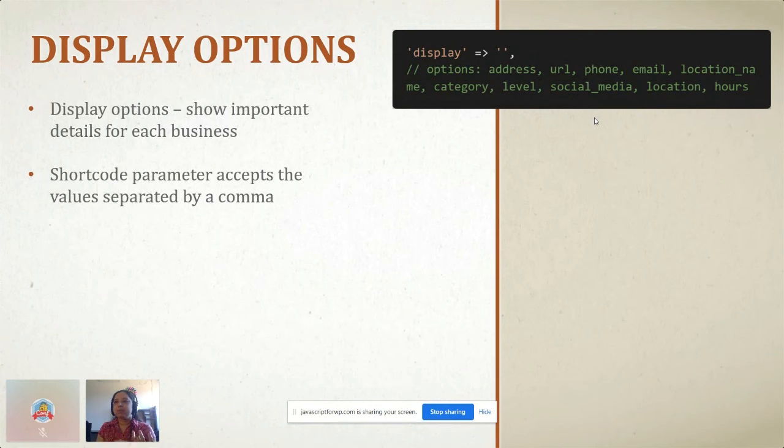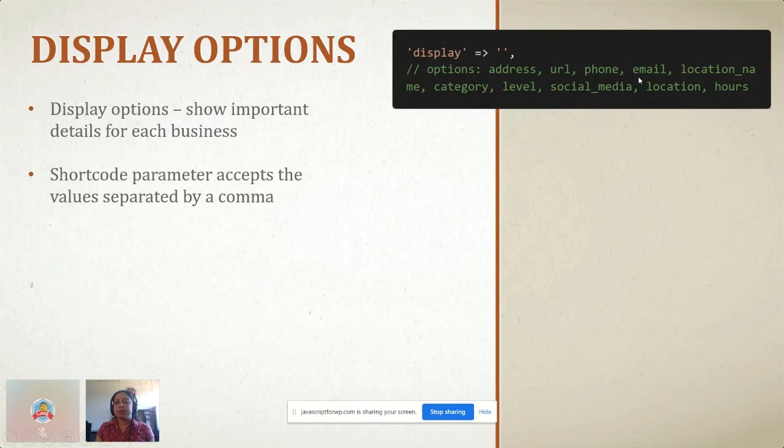They can choose to display or hide all these features: address, URL, social media, categories, membership levels, and all of these are pretty important. In the shortcode, similar to the categories and membership levels, the display attribute just takes in all these string values separated by a comma.